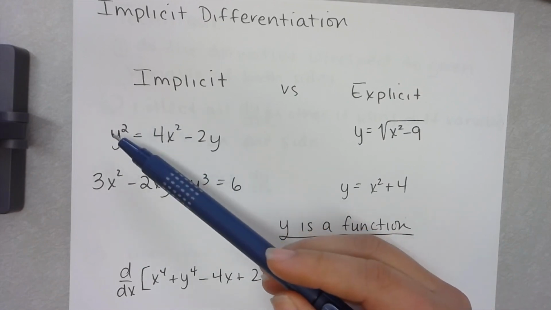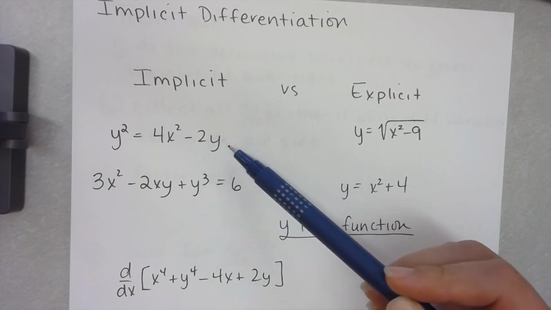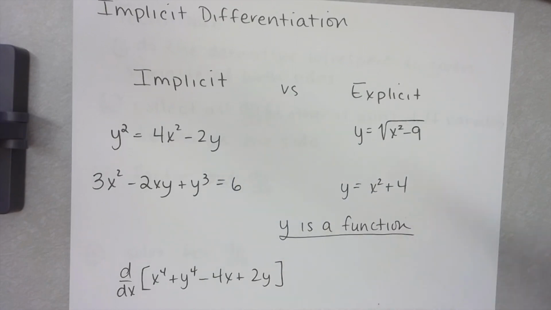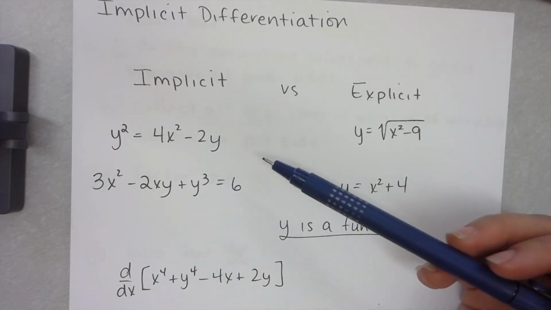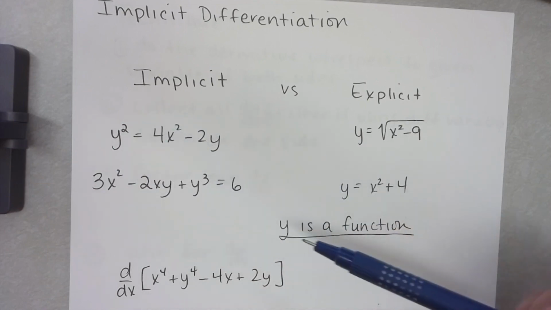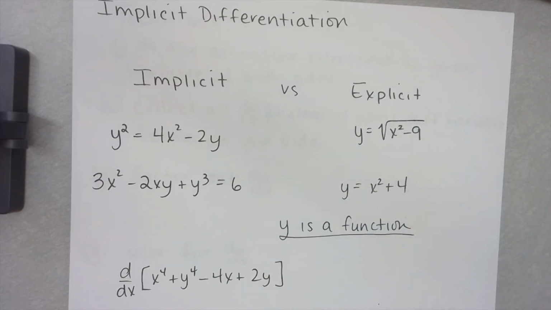So I have y squared here, and I might be tempted to think, oh, I can just take the square root, but I have this additional y here, and that makes it more complicated to solve for y. In some of these cases, I wouldn't be able to do that. But we can still find the derivative of things like this, so we can use implicit differentiation.